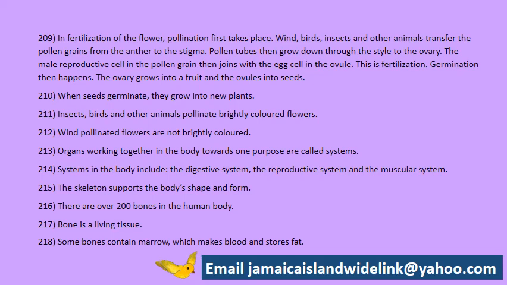Organs working together in the body towards one purpose are called systems. Systems in the body include the digestive system, the reproductive system, and the muscular system. All the organs in the digestive system work towards digestion. All the organs in the reproductive system work towards reproduction, and all the organs in the muscular system work towards using our muscles.